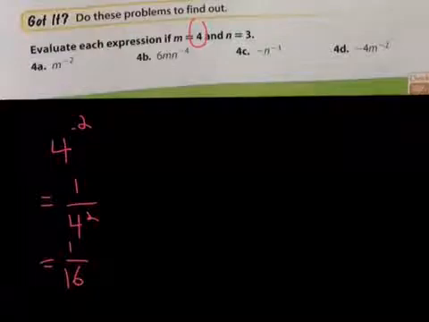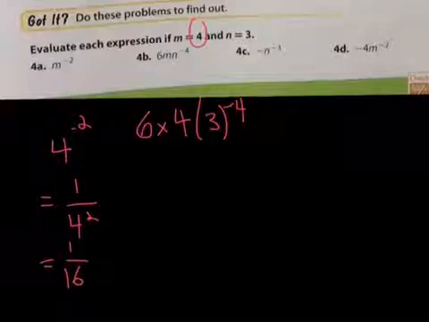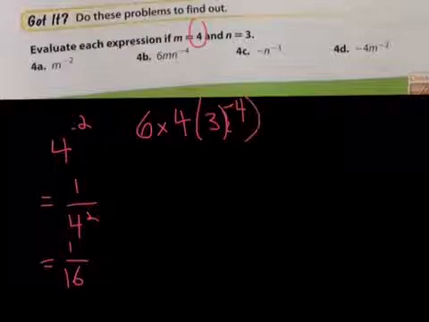Let's try B. It's going to be 6 times 4 times n is 3, right? 3 to the negative fourth power. So now, following the order of operations, PEMDAS, means we have to do parentheses first. There's nothing in the parentheses, but we do have an exponent. So this exponent applies to the 3. Okay, actually, I should have drawn that a little bit differently. Instead of putting the parentheses there, I should have put it there, because it belongs to the 3. So ignore that there. Sorry for the mess.